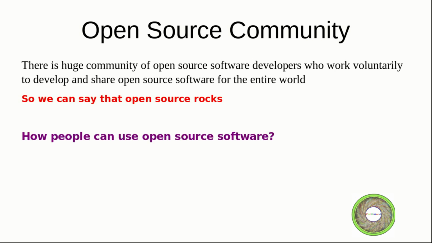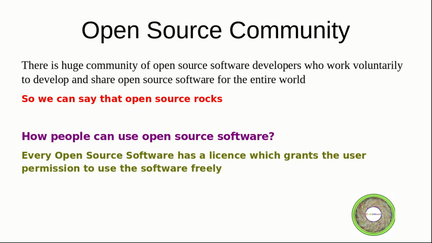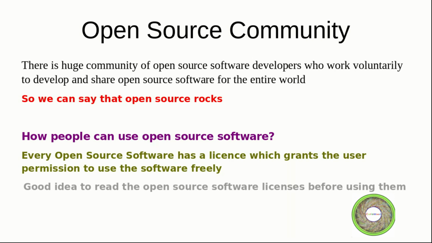So how can people use open source software? Every open source software has a license which grants the user permission to use the software freely, so people can modify, study and distribute the software. So generally speaking, open source licenses grant computer users the right to use software any way they wish. So it's generally a good idea to read the open source software licenses before using them. Some but rare open source licenses say that anyone who alters and shares a program with others must also share that program's source code without charging a licensing fee for it.